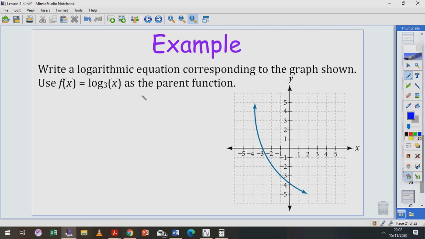Alright, last one. We're trying to write an equation for this graph. And they've told us that the parent graph is log of x to the base 3. I already expect the logarithm of x to the base 3 to look like this. I expect the graph to be increasing. But since it's decreasing, I know something happened.